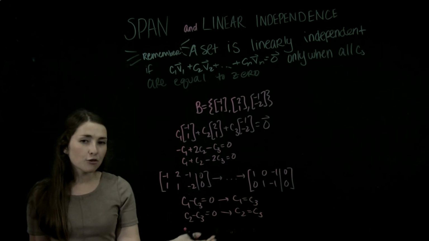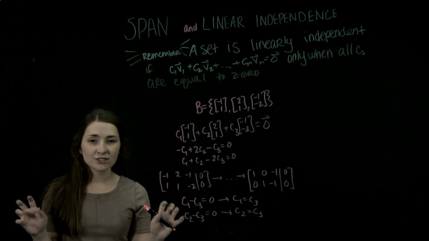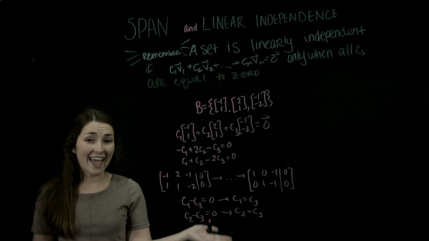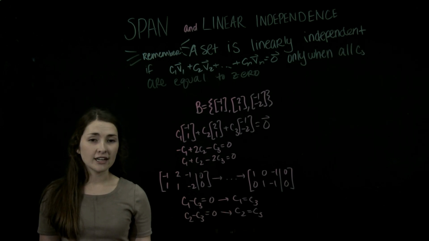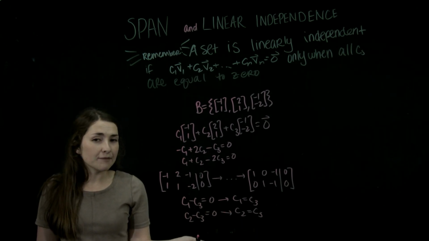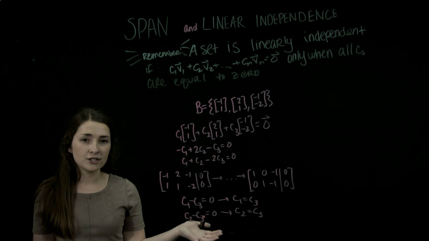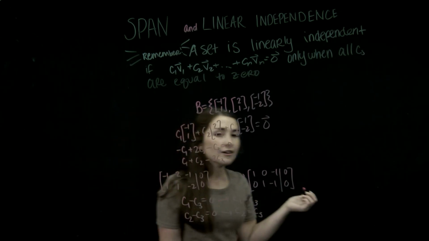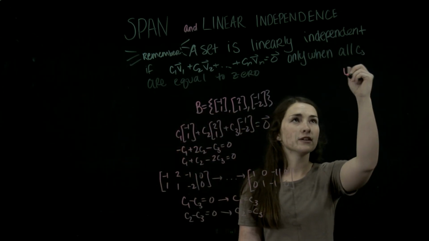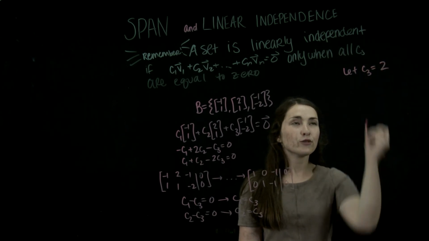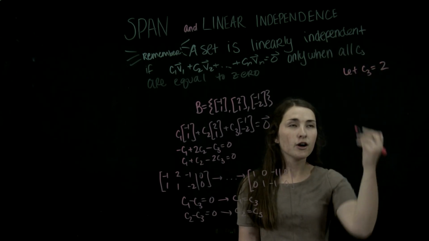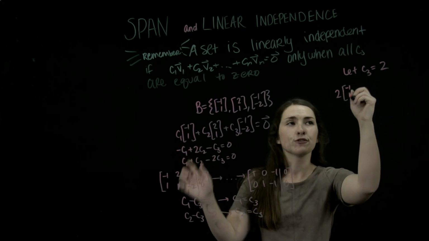So remember, C3 is our magical free variable, so we can choose any value of C3 and plug it in here. So let's see, maybe let's just let C3 be equal to 2. What's going to happen then? If we let C3 be equal to 2, we're going to end up with this.